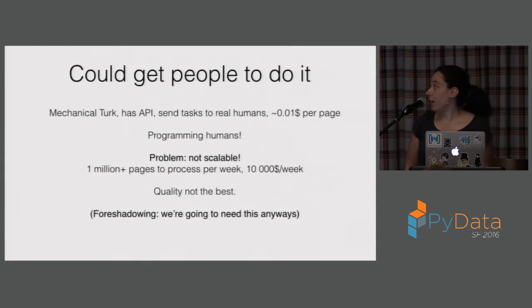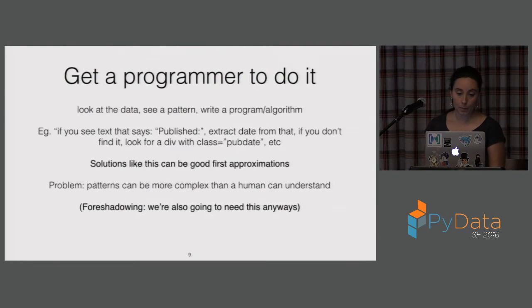The problem is, this isn't that scalable. In our case, we process about 1 million pages per week, so that would be 10 grand per week. You know, that adds up. And you can guess that at $0.01 per page, the quality is not always there. Some foreshadowing: we're going to need this anyways.